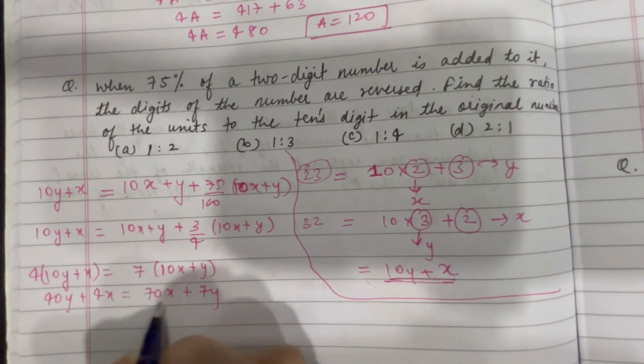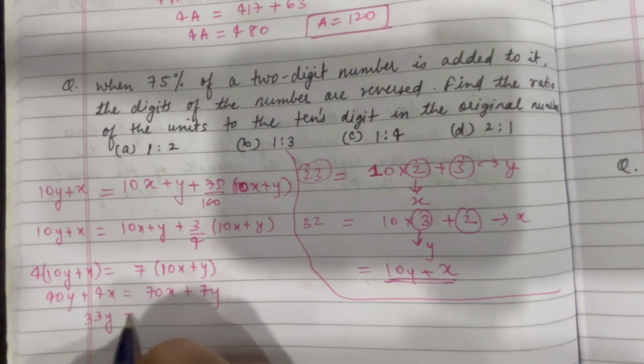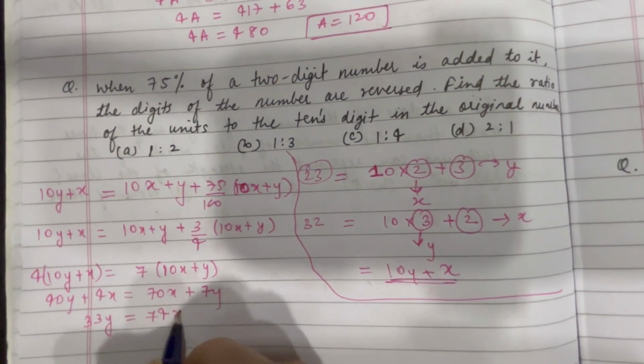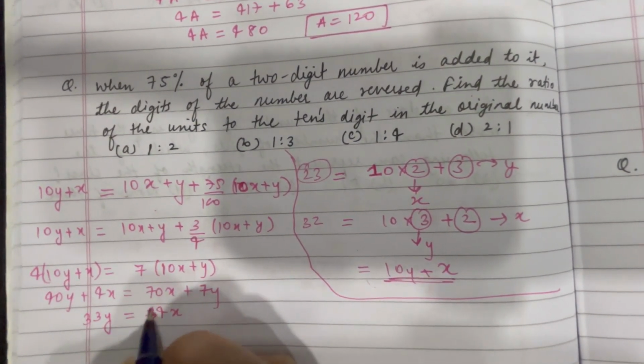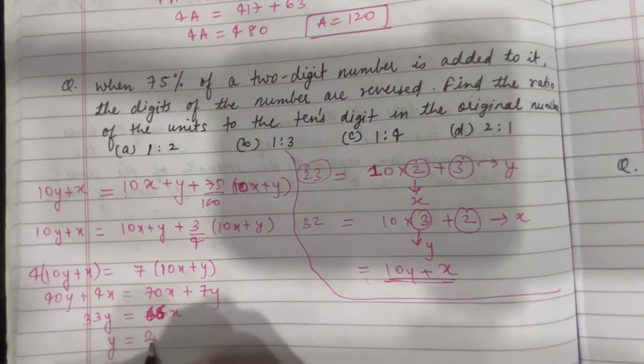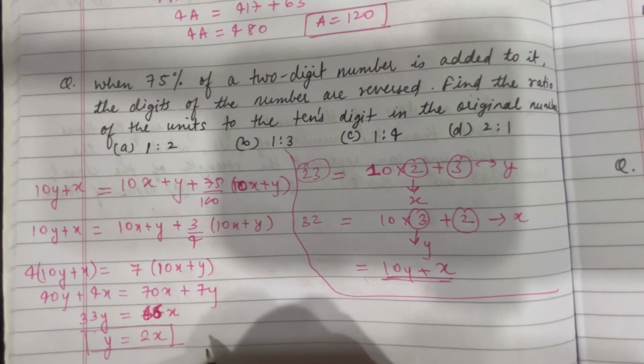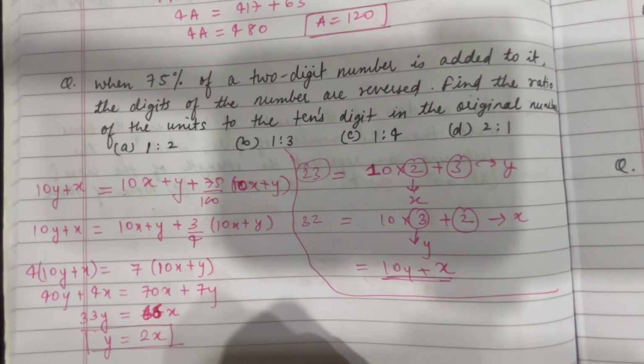7y will go here, 4x will come here, so you will get 33y equals 7 minus 4, sorry, 66x. So y equals how much? 2x. 66 by 33, 2. Okay, I hope this much is clear.